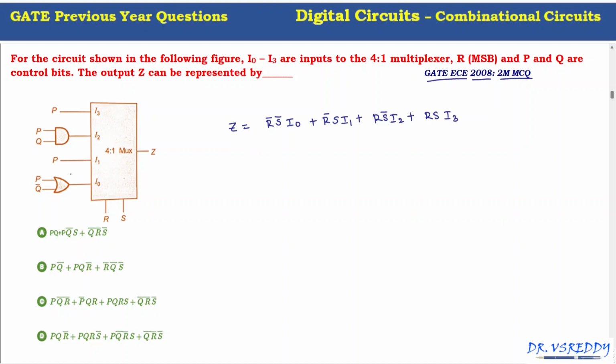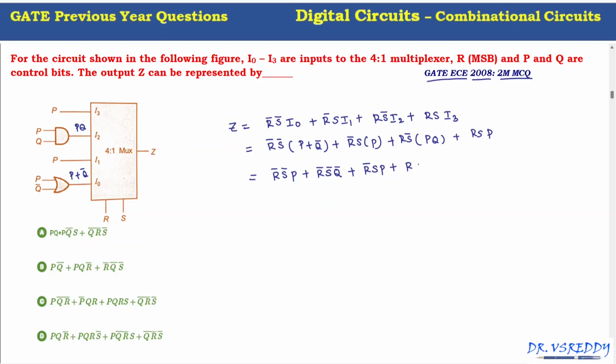Here I0 is P plus Q prime. So R bar S bar I0 is P plus Q bar, R bar S I1 is P, R S bar I2 is P Q, and R S I3 is P. We can write R bar S bar (P plus Q bar), plus R bar S P, R S bar P Q, R S P.